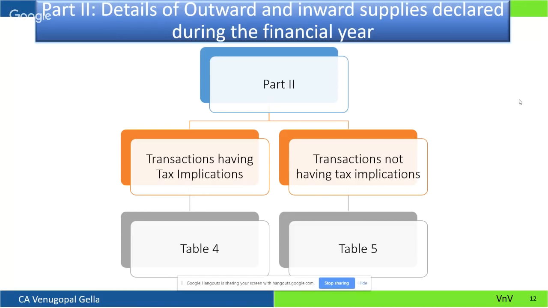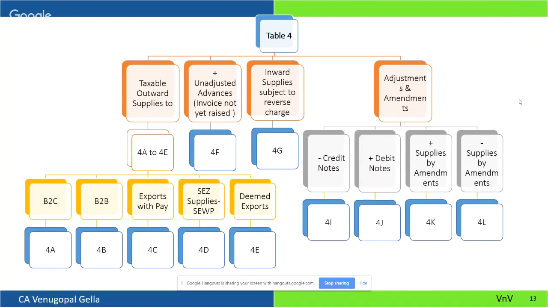So as I said, part 2 is a very critical table where it captures the details of the outward and some inward supplies where the liability is payable. So part 2 has transactions which have tax implications in table 4, and the transactions which do not have tax implications in table 5. Table 4 is broadly divided into a lot of subtables which you can correlate with the data which is being filed in GSTR 1. So table 4 is 4A to 4M, which is the total, and 4N, where the information is bifurcated. 4A to 4E is taxable outward supplies made during the year.